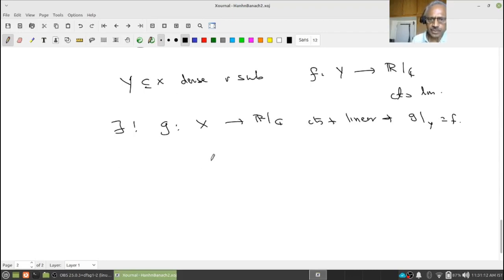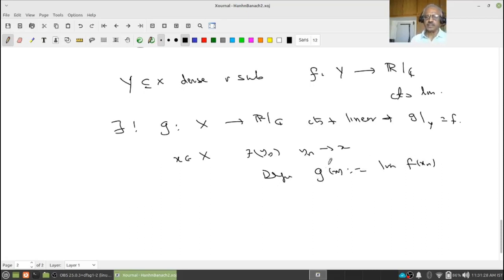So again, quickly: if x is in X, there is a sequence Yn so that Yn converges to x, and define G of x to be the limit of F of Yn. Why? Since Yn converges to x, Yn is Cauchy, and F is continuous and linear, therefore uniformly continuous. Therefore F of Yn will be Cauchy in R or C, but R or C is a complete metric space, therefore the limit exists. This is the basic idea. Please pause, review, proceed.